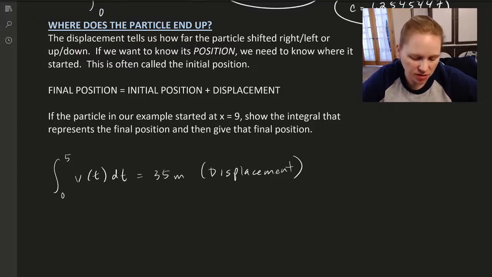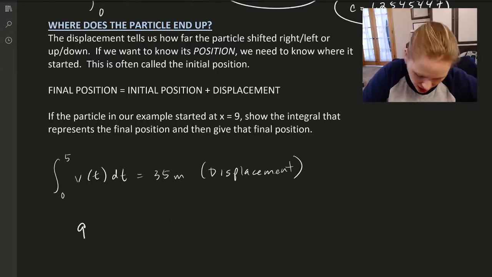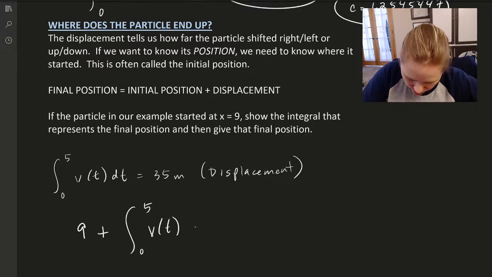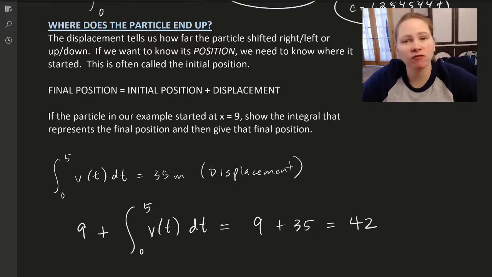So the displacement tells us how far the particle shifted, left or right, up or down. If we want to know its position, we need to know where it started. This is called my initial position. And the final position, where I end, is the initial position plus that displacement. So if the particle in our example started at 9, show the integral that represents the final position, and then give its final position. Well, it's going to be 9 plus the displacement. And when we evaluate the integral, we get 9 plus 35, giving us a final position of 42 meters from the origin. So at spot 42.